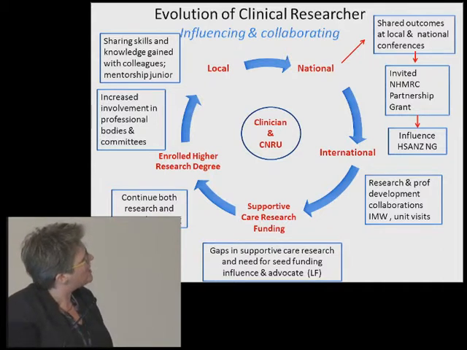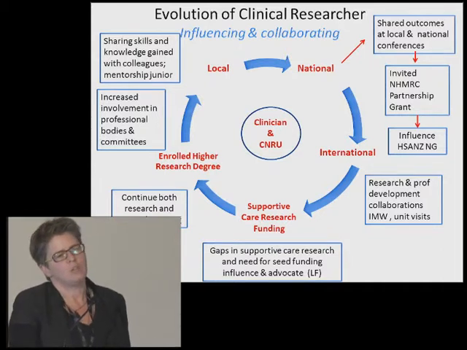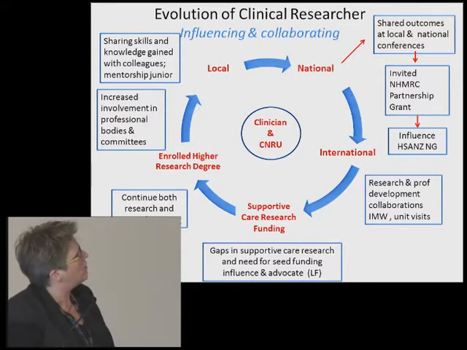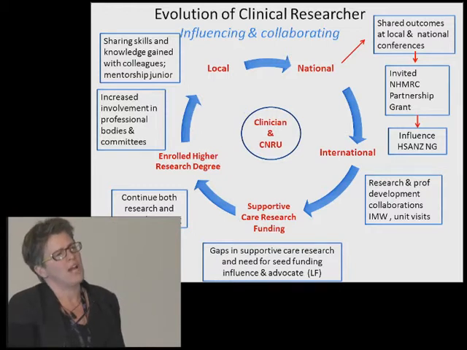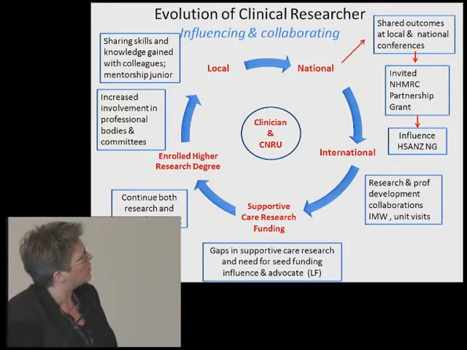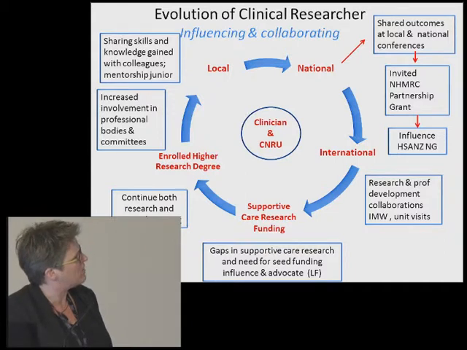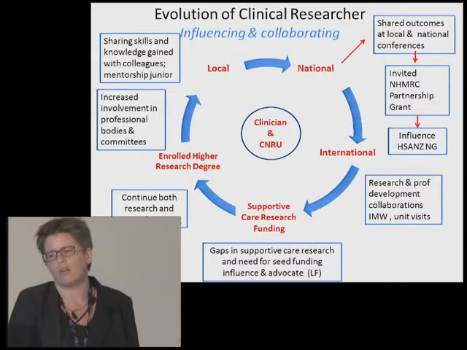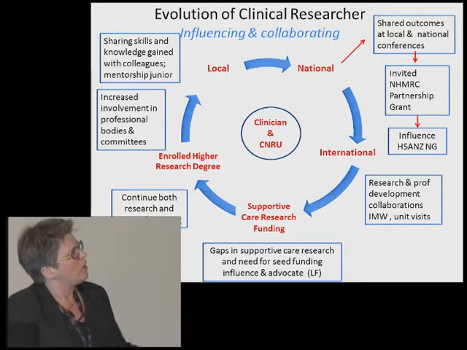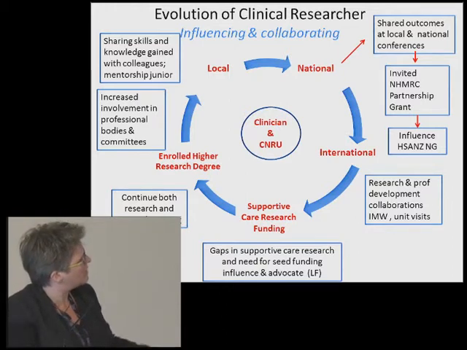And what has happened there is that I've been invited to participate as a chief investigator on an NHMRC partnership grant, looking specifically at patient-reported outcomes because of the findings from the work we've done. Also able to influence with direct leadership the Haematology Society Nurses Group in terms of improving quality and criteria for abstracts and advocating for education and research in this area as well.